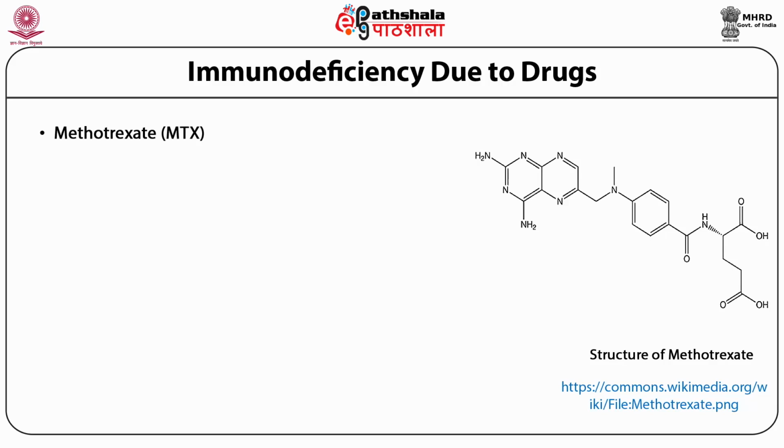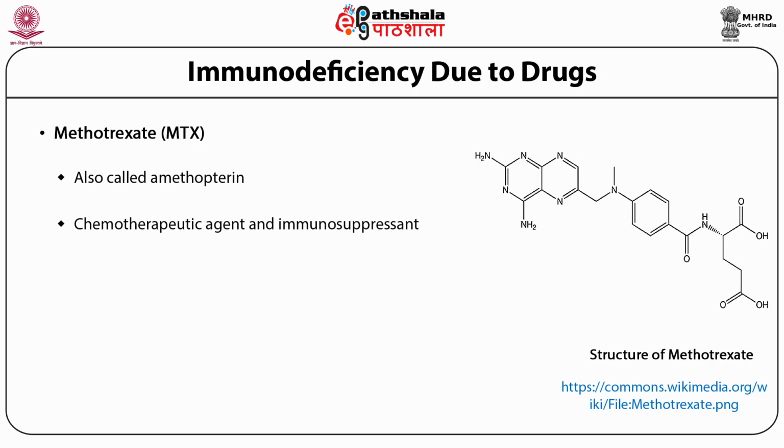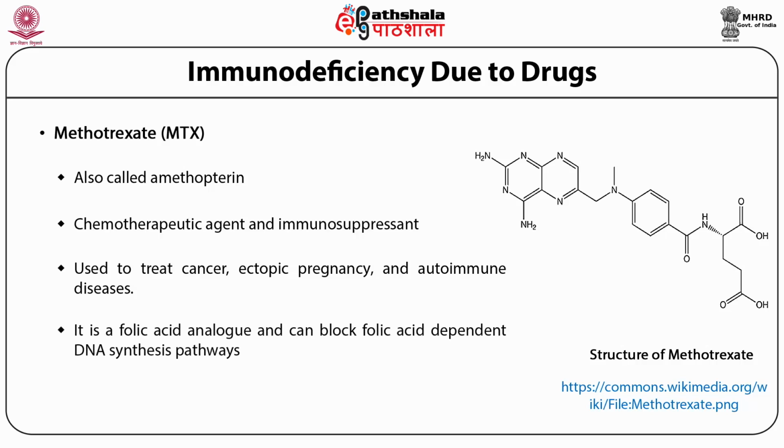Methotrexate, or MTX, also called amethopterin, is a chemotherapeutic agent and immunosuppressant. It is used to treat cancer, ectopic pregnancy, and autoimmune diseases. Methotrexate is also a folic acid analog and hence can block folic acid dependent DNA synthesis pathways. Its prolonged use also leads to reduction in immunoglobulin synthesis.